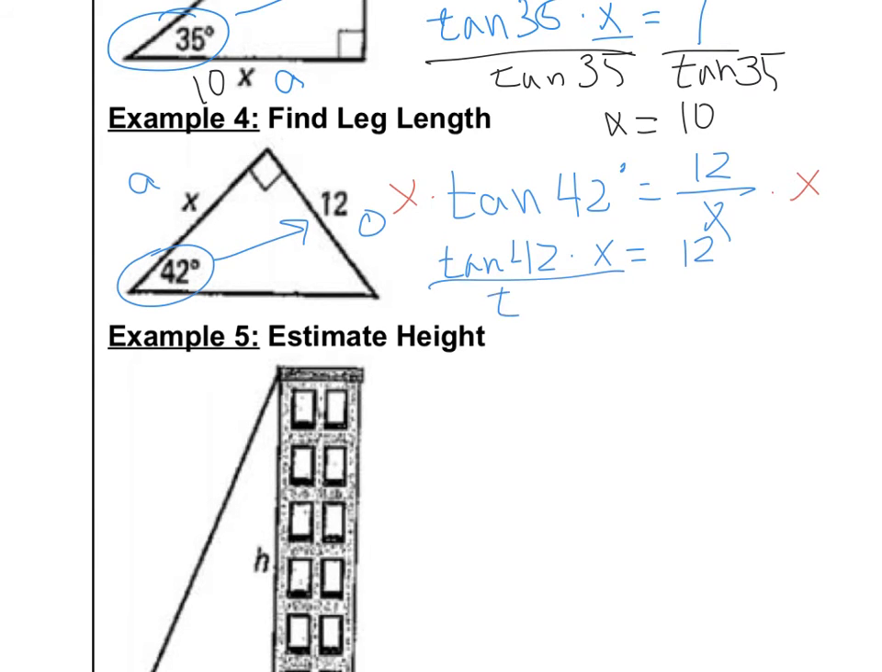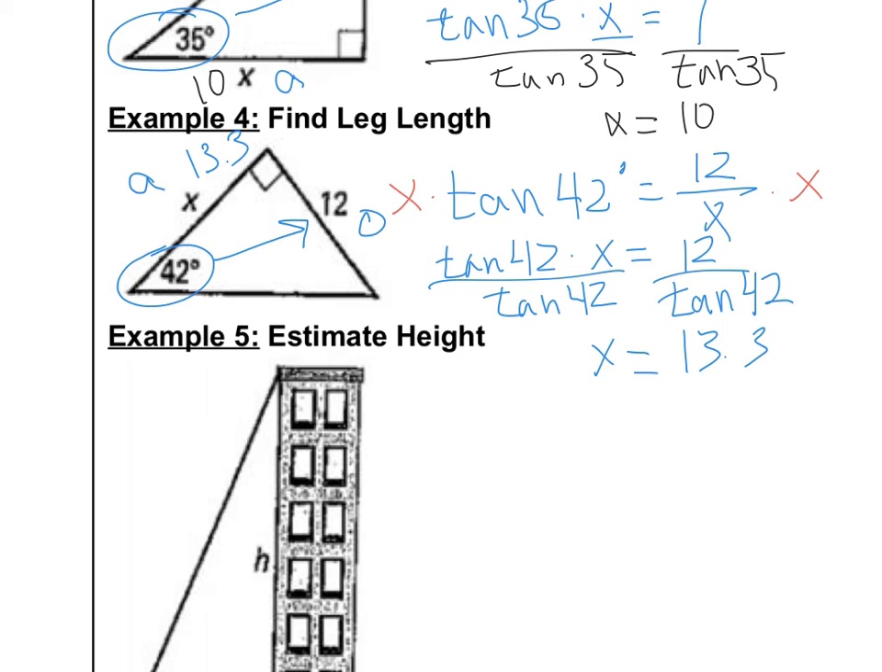Now divide by tangent of 42. Let me crank up my calculator again. So 12 divided by tangent of 42, and I get 13.3. So that is how long that side is right there, 13.3.